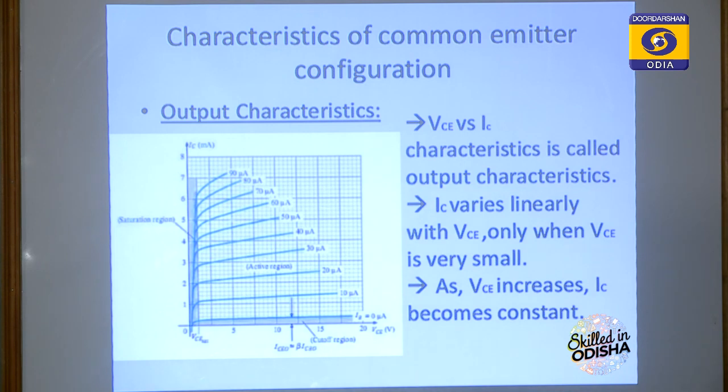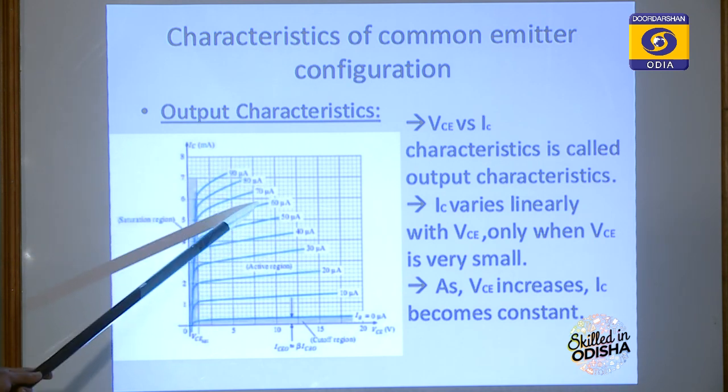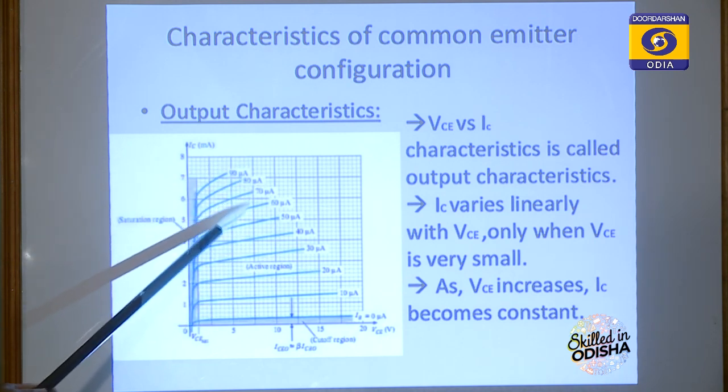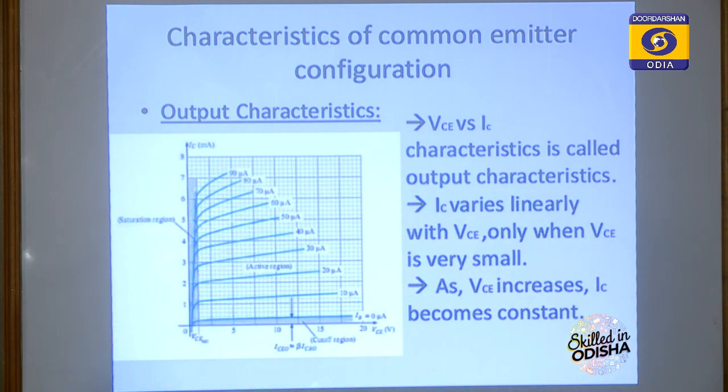It also has 3 regions. One is the cutoff region, the second one is the saturation region, and the third one is the active region. In this active region, our transistor acts as an amplifier.